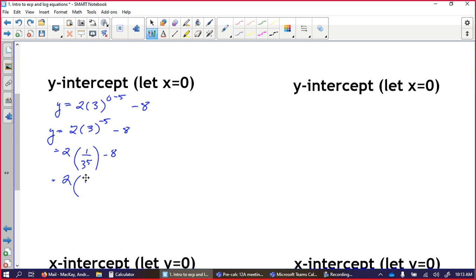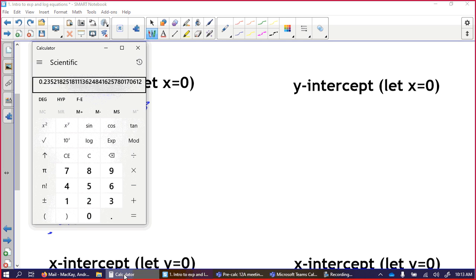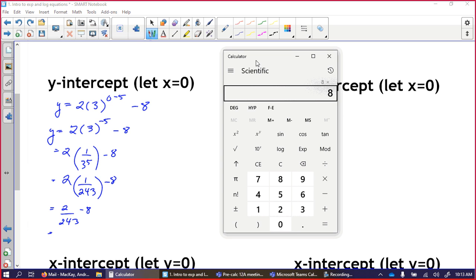2 times 1 over 243, minus 8. Now I need to break out my handy dandy calculator. I'll move that over here. 2 over 243 minus 8.